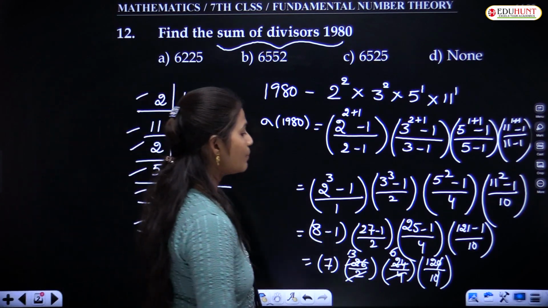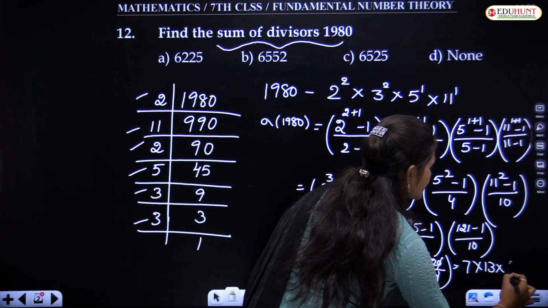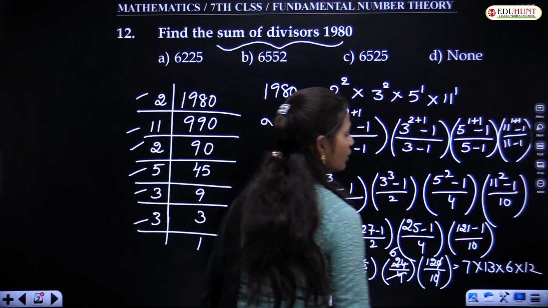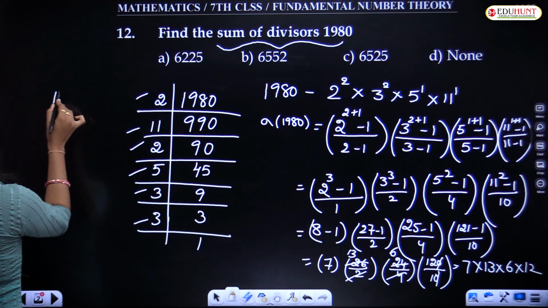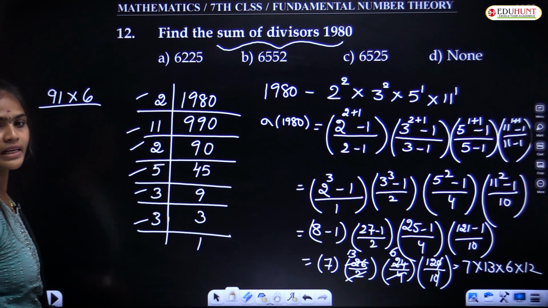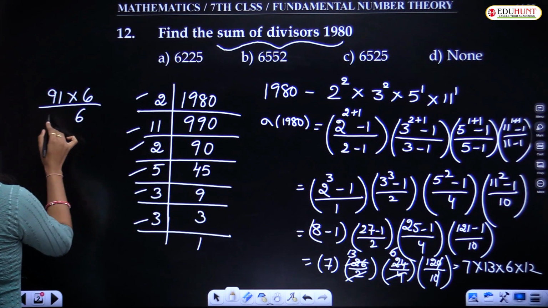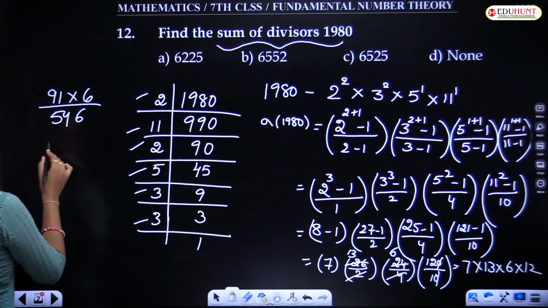Okay, now here the multiplication: 7 into 13 into 6 into 12. Okay, so what is that product here? 7 into 13, 7 13s are 91. So 91 into 6, so how much will you get here? 6 1s are 6, 6 9s are 54. Okay, that is 546.